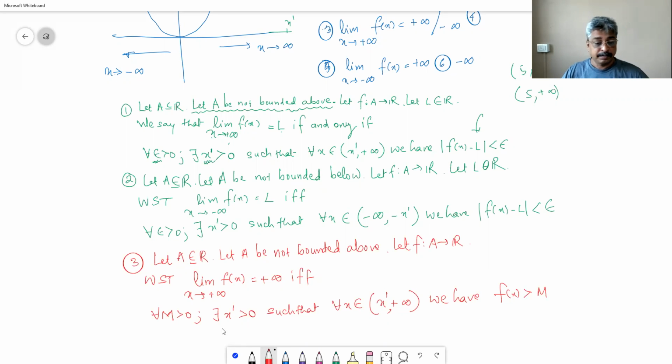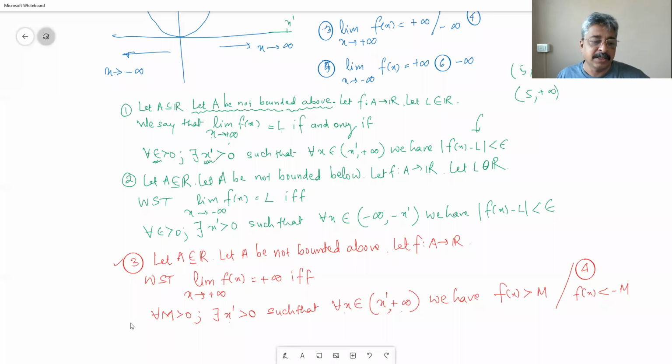if and only if for every M greater than 0, there exists x dash greater than 0 such that for every x belonging to x dash comma plus infinity, we have f of x greater than M. Okay, so we have captured now everything. We wanted to go to plus infinity, therefore f of x is greater than M. We wanted to go to plus infinity as far as x is concerned. So you give me x dash, I take x beyond x dash. So this is third.